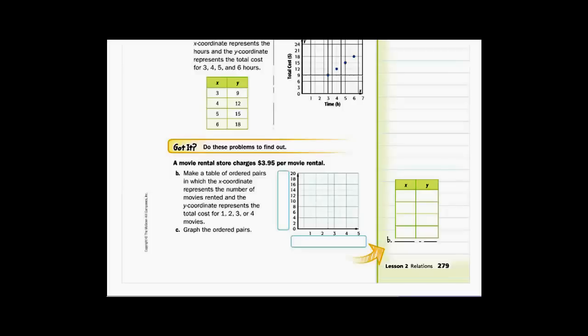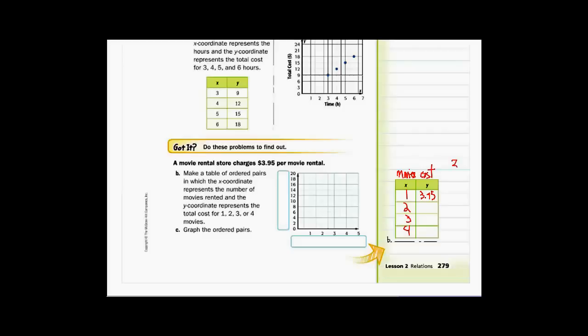All right, so if they are talking about a movie rental store, it charges $3.95 per movie rental. Make a table of ordered pairs in which the x-coordinate represents the number of movies, so x is the movies, and y is the cost. For a total cost of 1, 2, 3, or 4 movies, they are telling you what x values to use. Okay, so if I want to know the y value for 1 movie, $3.95.